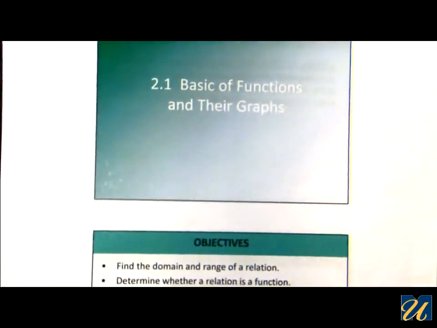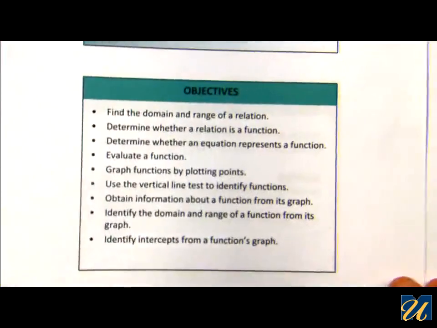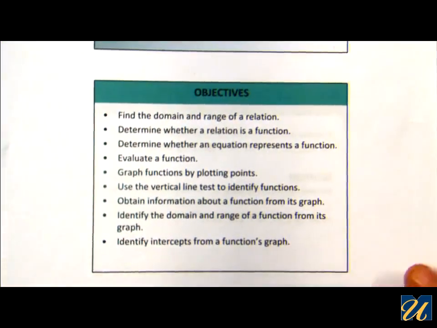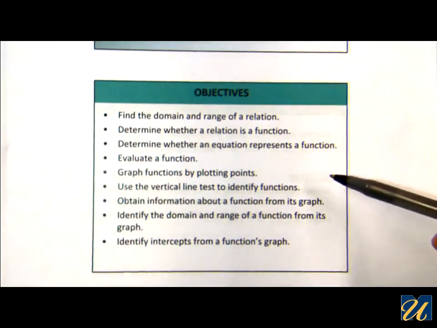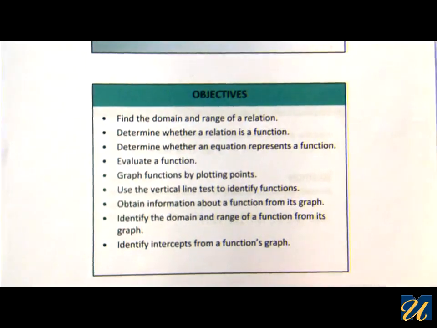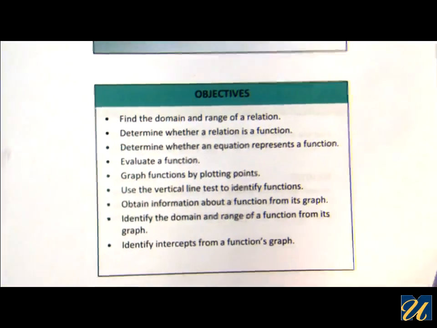Let's begin Chapter 2 by looking at Section 2.1, Basics of Functions and Their Graphs. Some of the objectives include discussing the difference between a function and a relation, and describing the domain and range of a function and a relation, knowing whether a graph or a set of ordered pairs represents a function, being able to plot some points to graph a function, and some other details that we will get to momentarily. Let's take a look at the content.